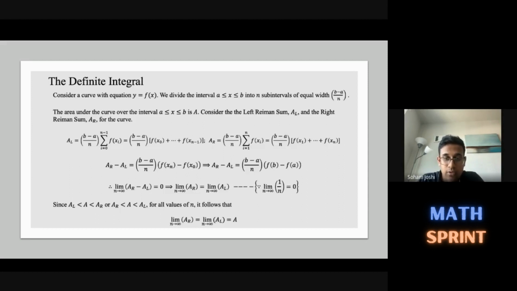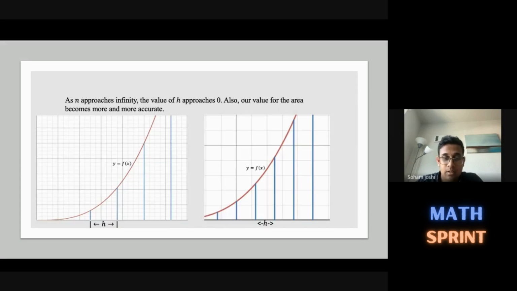So it follows from this that either way, the limit of the right Riemann sum as n approaches infinity is equal to the limit of the left Riemann sum as n approaches infinity, which is equal to the actual area of the region under the curve. So I'll explain how this last part works a little bit more with the diagram.